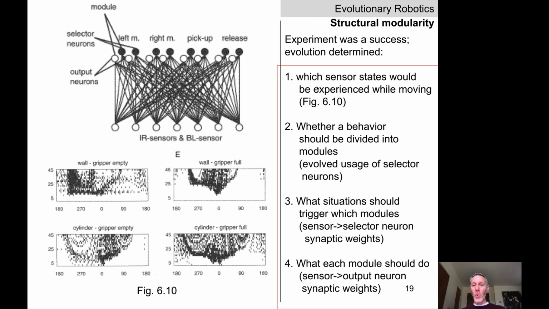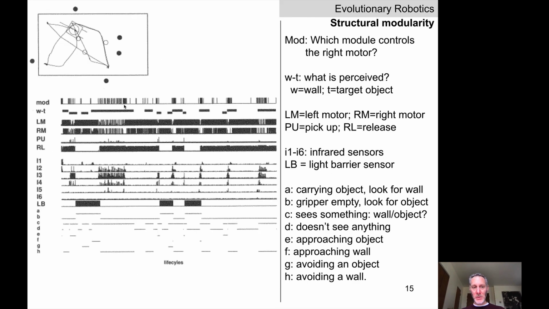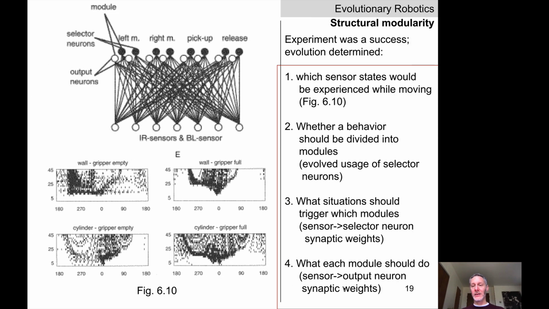So evolution determines what experiences the robot should have, whether it should have a modular brain, what environmental situations trigger which modules are in charge at any given time, and then finally, what those modules do when they control the robot. Okay, that concludes our discussion of modularity as it relates to robotics.